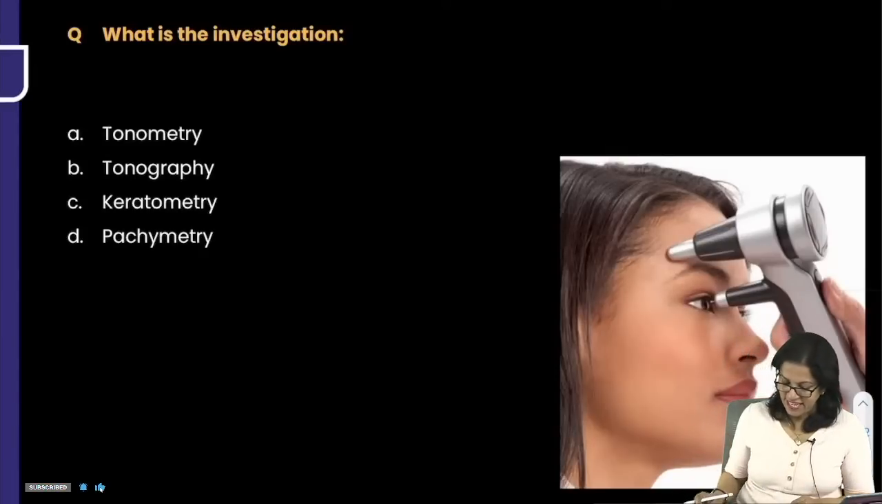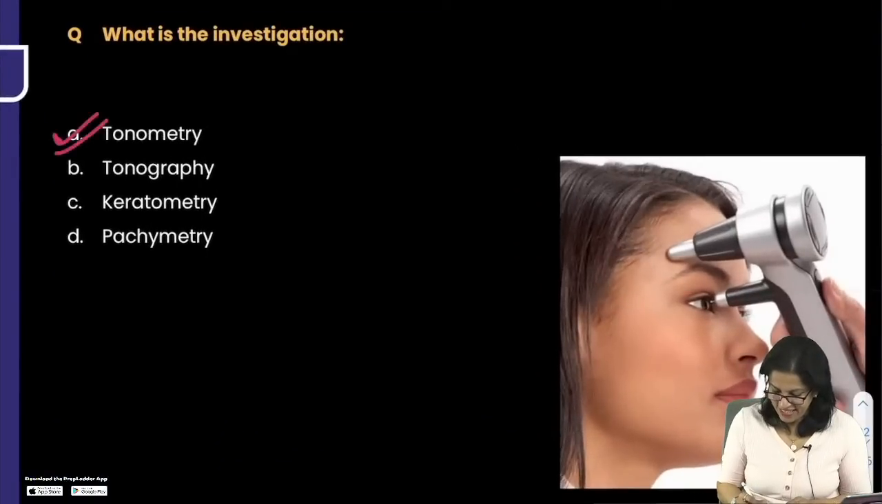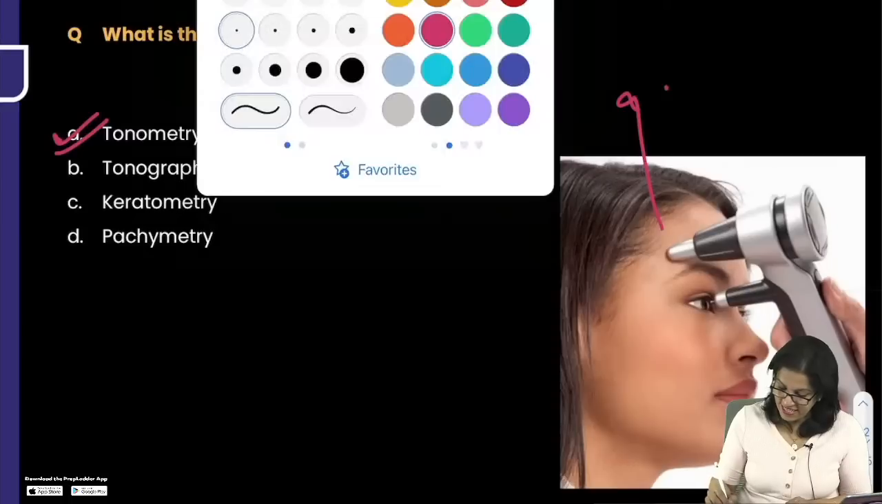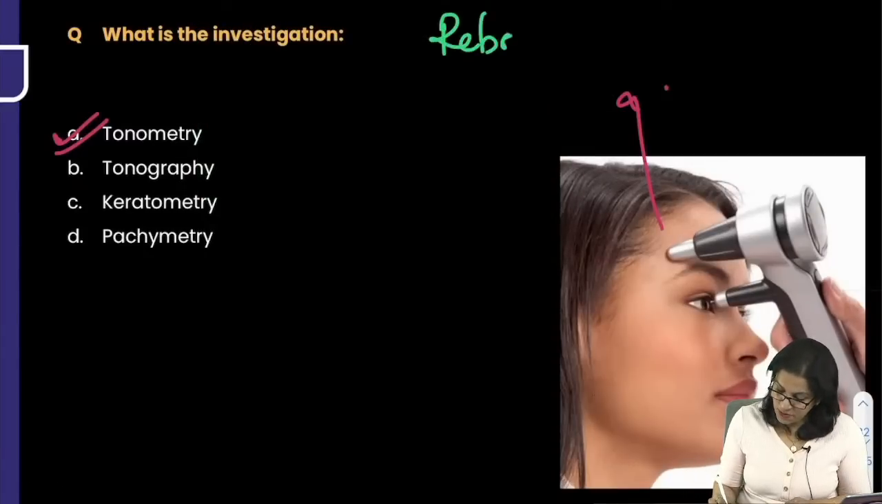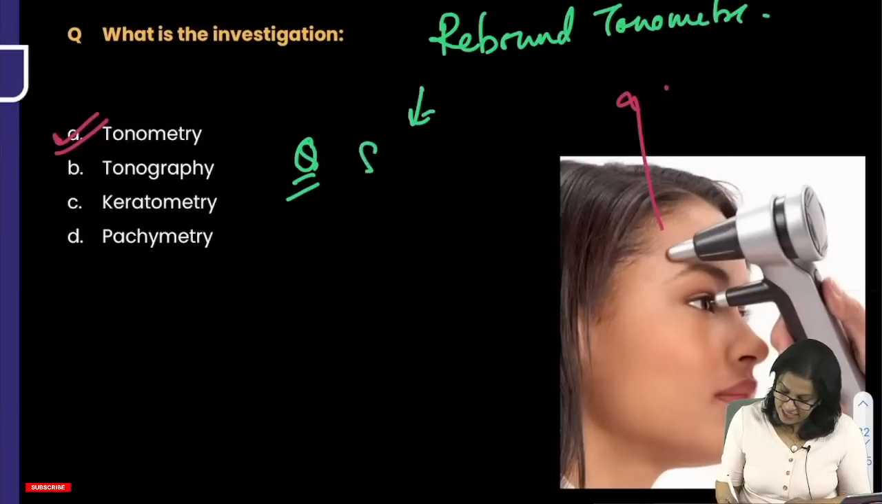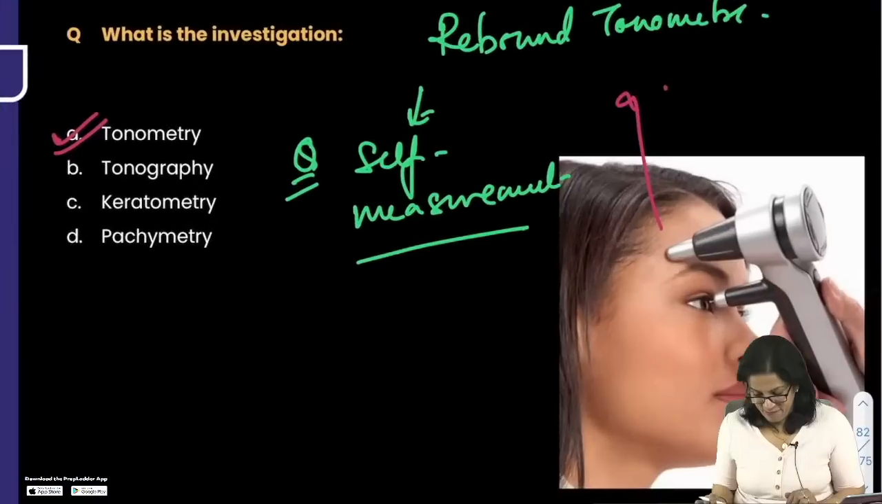Next we talk about this question. What is this investigation, all of you? I think we all know that this is tonometry. This has been your exam question. The question here is, what type of tonometer is this? We will answer it is a rebound tonometer, and it is used for self measurement. Mainly this is the tonometer which can be used for self measurement. So let's focus on the questions here.